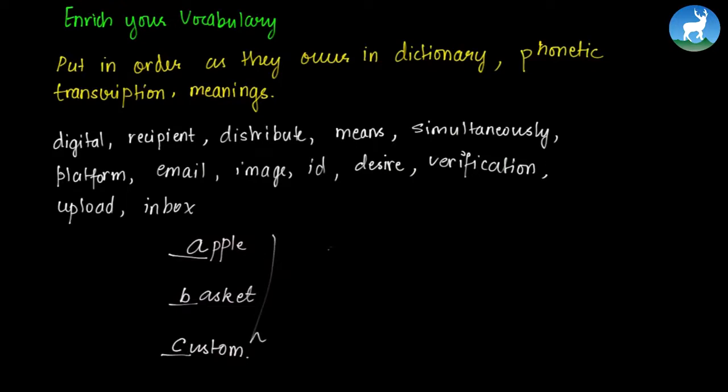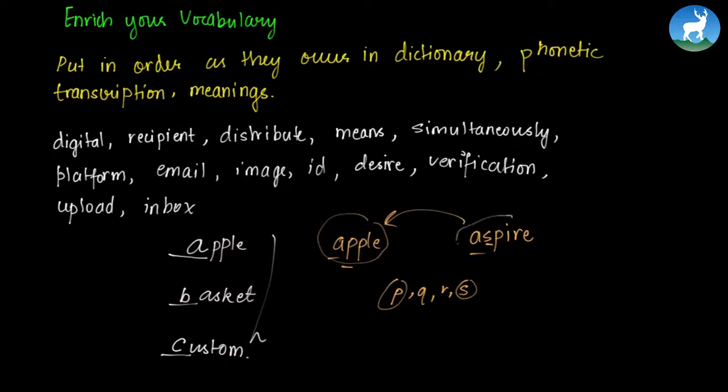Now what if we have two words, apple and aspire? Both start with an A. In this case, we need to see the second letter, the second alphabet. That's P in case of apple and S in case of aspire. In alphabetical order, P comes before S, right? So here we have apple before the word aspire. Similarly, we have the words digital, recipient, distribute, means, simultaneously, platform, email, image, ID, desire, verification, upload, and inbox.